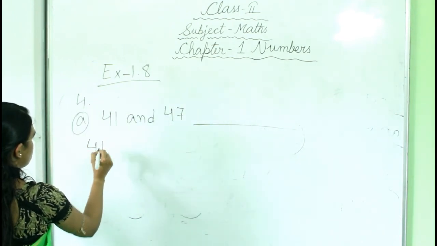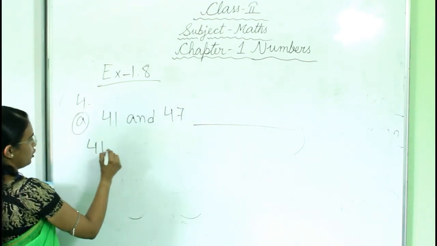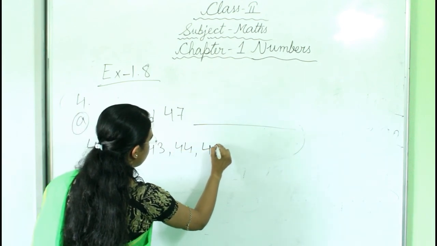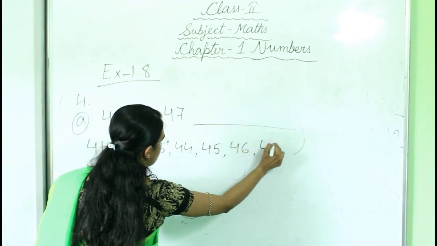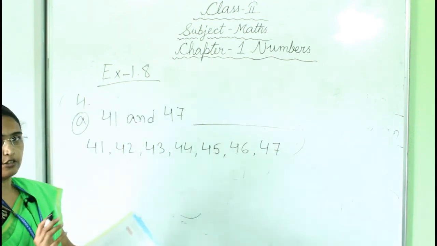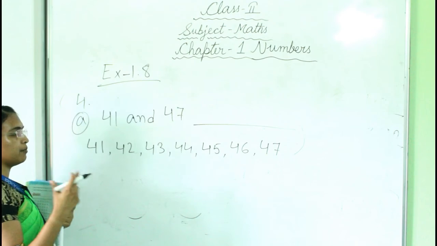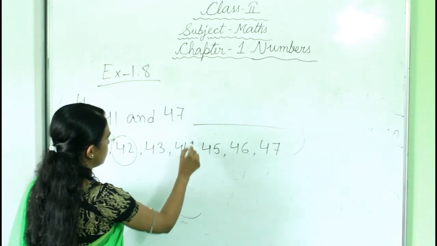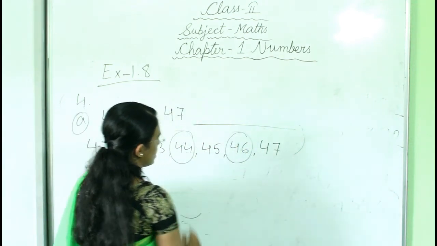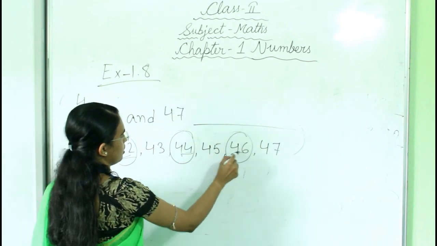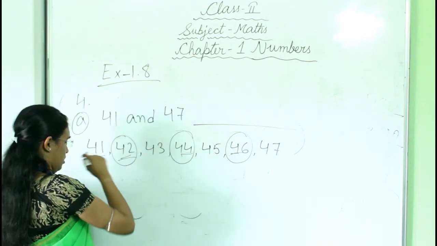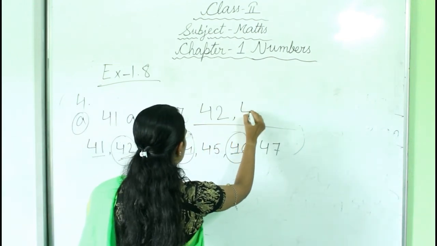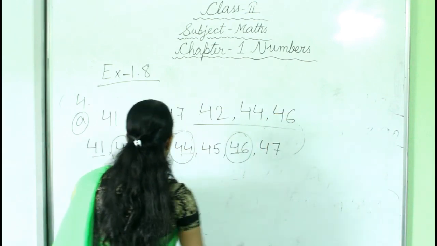So from 41 we will start writing to 47. Okay. 41, 42, 43, 44, 45, 46, 47. So we have to find out even numbers. That means which we can make pair. So 41 is an odd number, 42 is an even number, 44 is an even number, 46 is an even number. These are the even numbers. With these numbers we can make pairs. Okay. So the answer is 42, 44, 46.